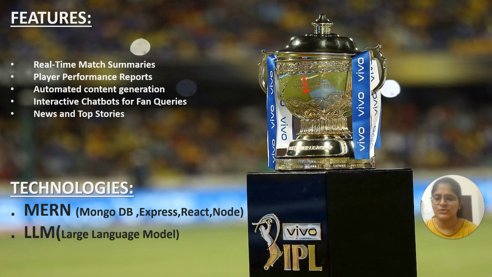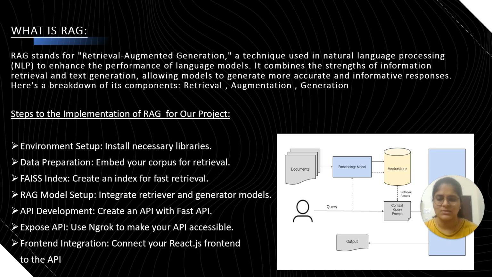These are the technologies which we have used. They are MERN and LLM. As we know, MERN stands for MongoDB, Express, React, and Node, and LLM stands for Large Language Models.